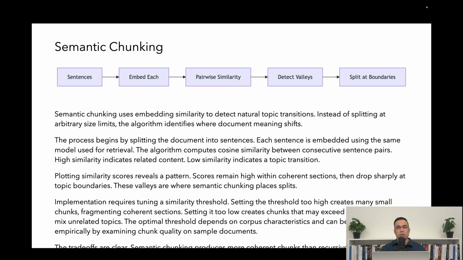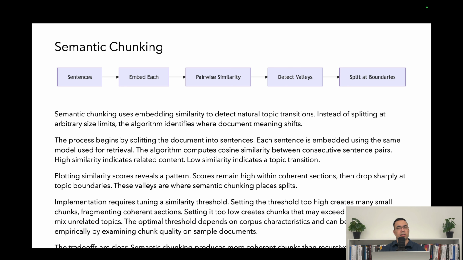Let's talk about semantic chunking, which uses embedding similarity to detect natural topic transitions. The core idea is pretty simple. Instead of splitting at arbitrary size limits, we identify where document meaning actually shifts. We let the content itself determine the boundaries.